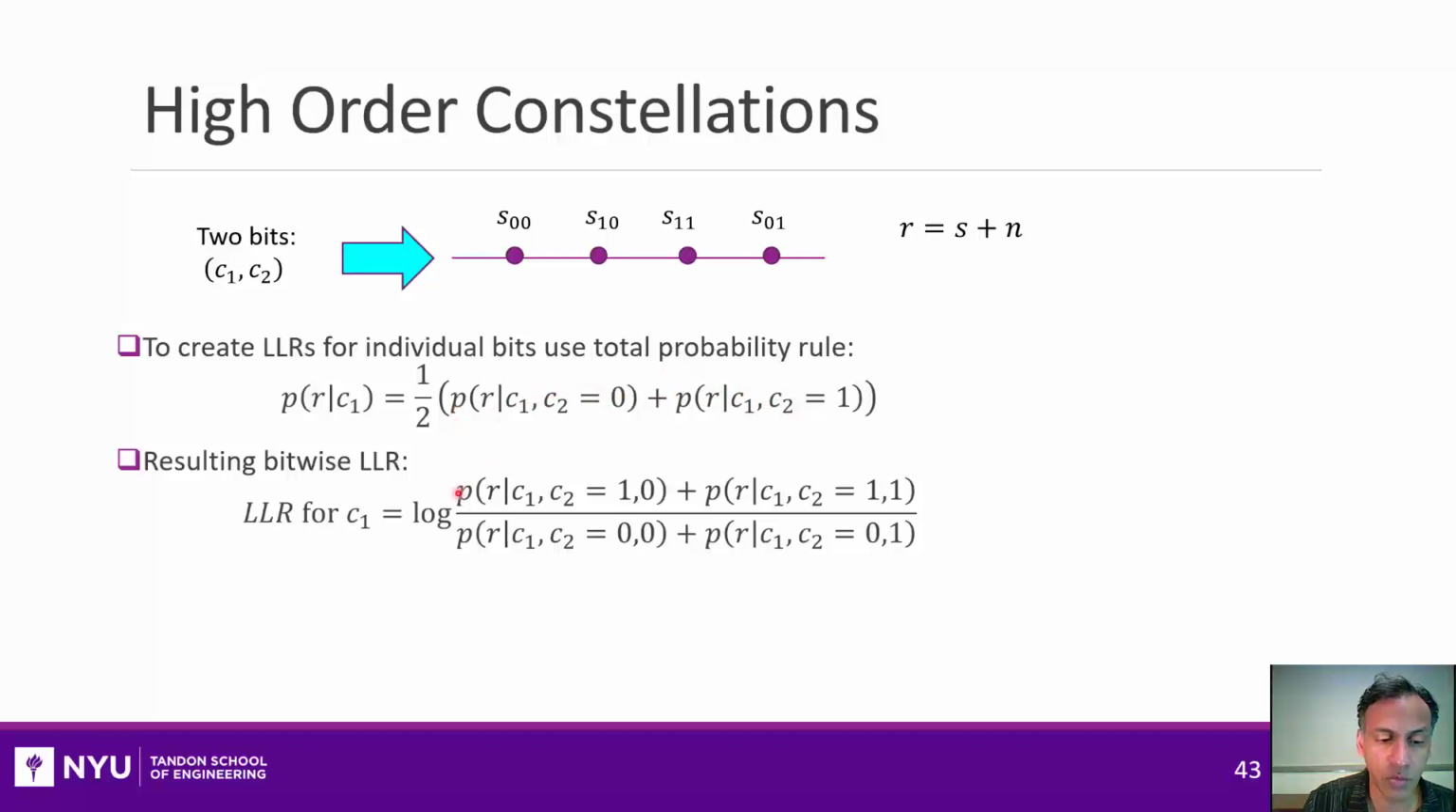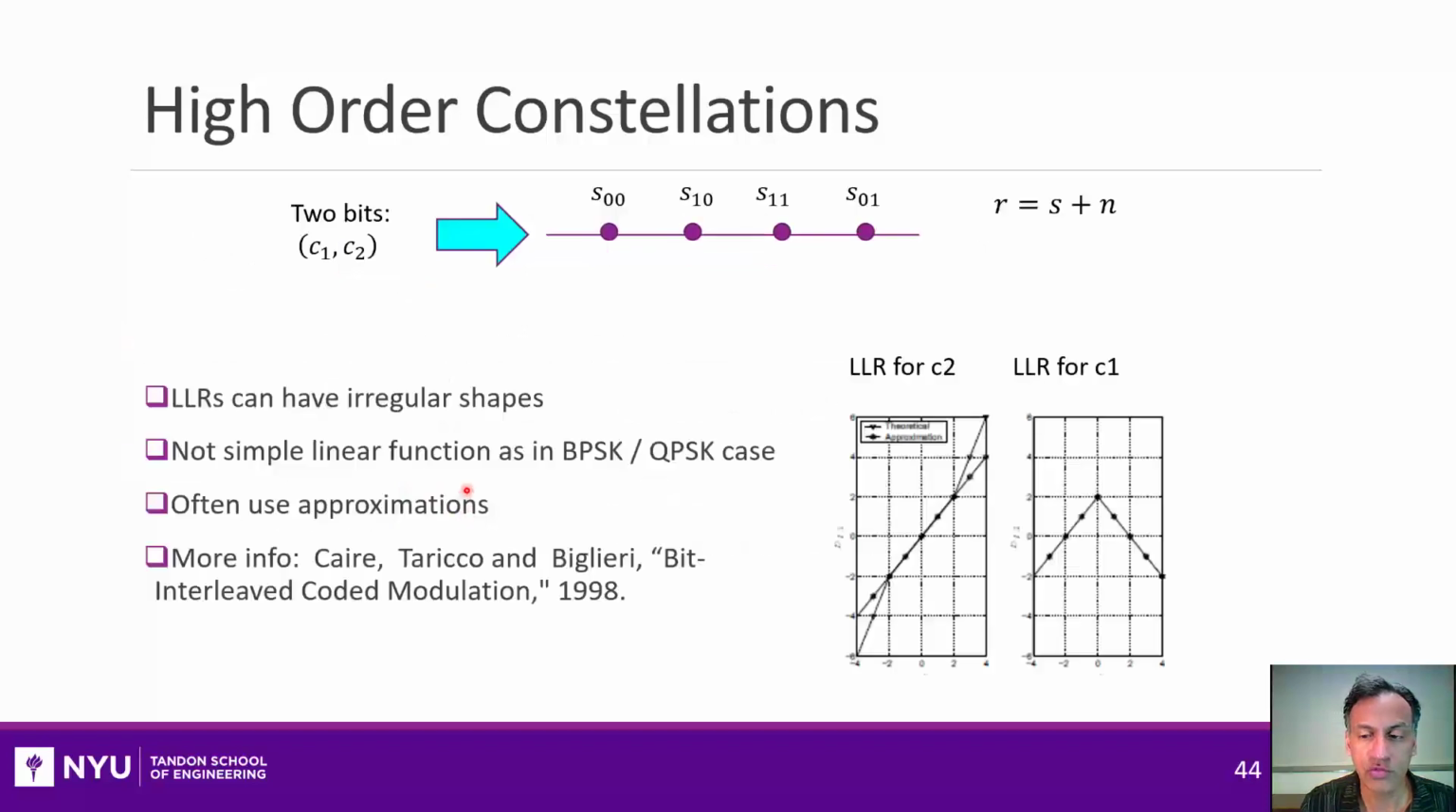So, for example, if I want the log LLR for C1, there are 2 bit positions where C1 is 1. That's this one and this one. So I add those two probabilities in the numerator. And in the denominator are the 2 positions for the other values where C1 equals 0, which are this position and this position. I add these two, and I take the log of that. Now, when you do this, you start getting kind of weird shapes. For example, the LLR for C1 looks like this.